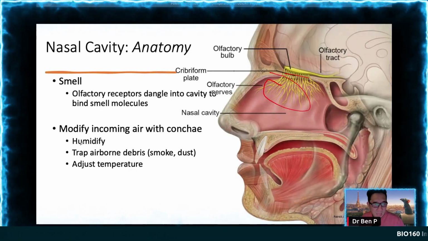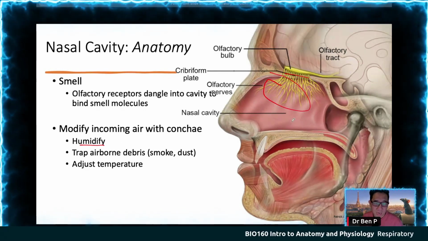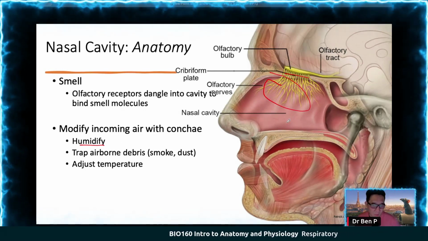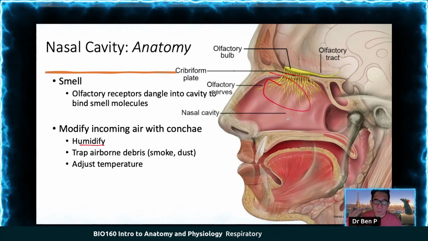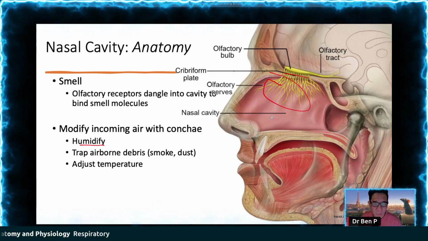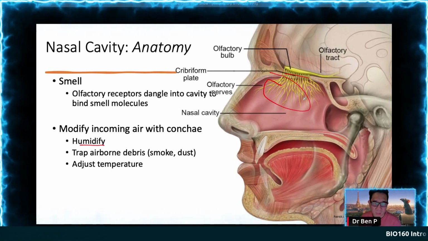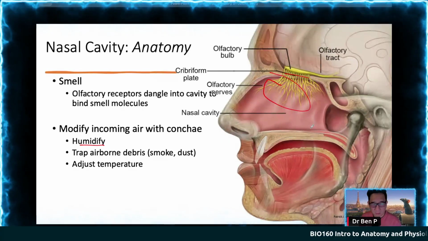Again, the modified air will be humidified because of the nasal concha on the side. Those six bones, three bones on each side, help warm up the air. They trap airborne debris, smoke, and dust, which kind of cleans and filters your air right here, and also adjusts for the temperature, as I mentioned.